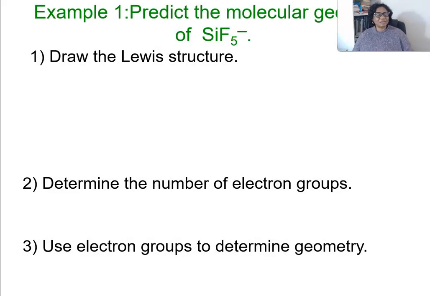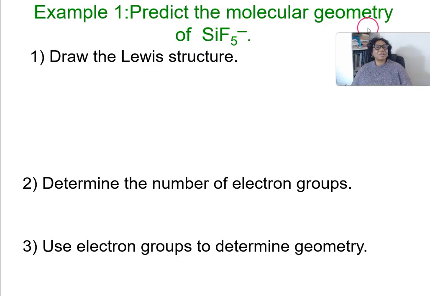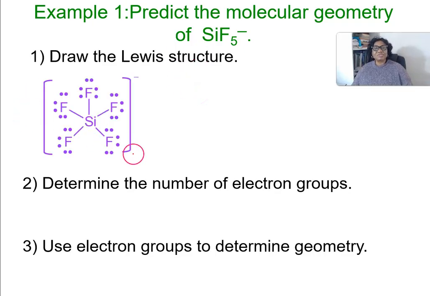So let's try and use that to answer some problems. Predict the molecular geometry of SiF5-. What you have to do first is draw the Lewis structure. So this is the Lewis structure of silicon pentafluoride anion.